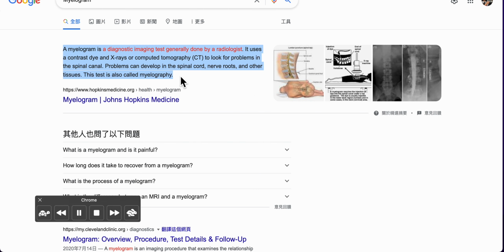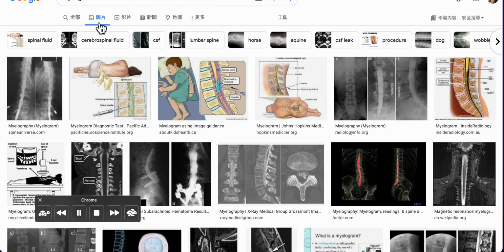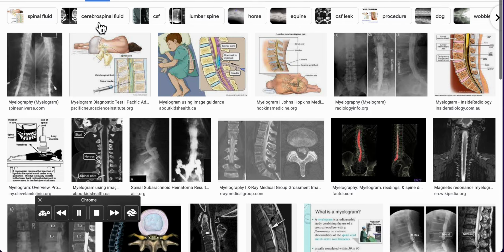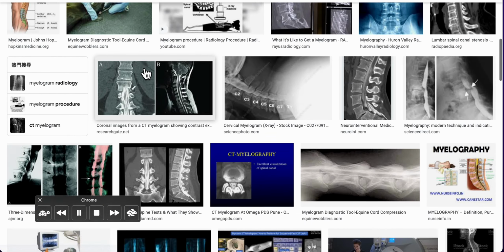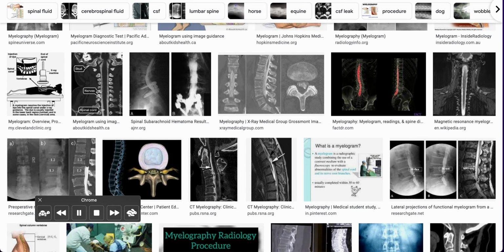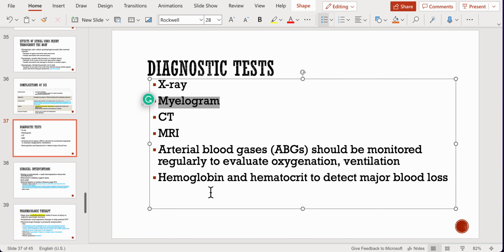A mammogram is a diagnostic imaging test generally done by a radiologist. It uses a contrast dye and x-rays or computed tomography, CT, to look for problems in the spinal canal. Problems can develop in the spinal cord, nerve roots, and other tissues. This test is also called mammography.